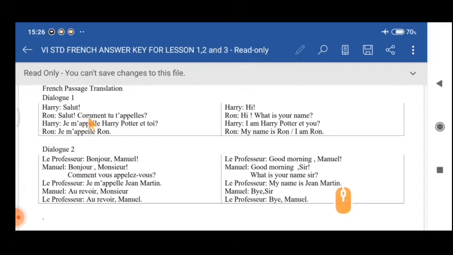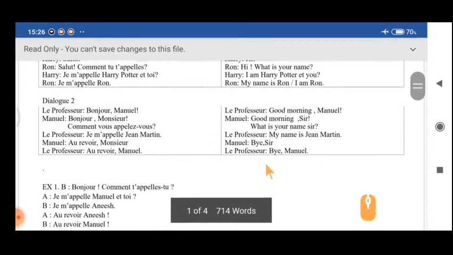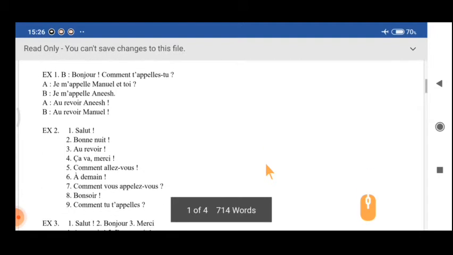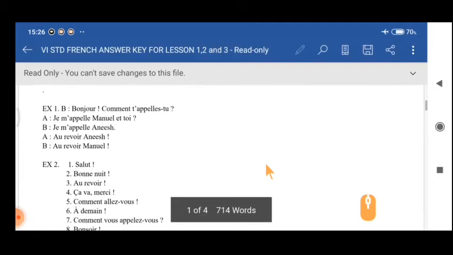So this is dialogue 1 and dialogue 1 in English, and this is dialogue 2 from lesson 1 and dialogue 2 in English from lesson 1. So this answer key will not have vocabularies alone. Vocabularies you have to learn from the book. Other than that, you will have the answers for each and every exercise.